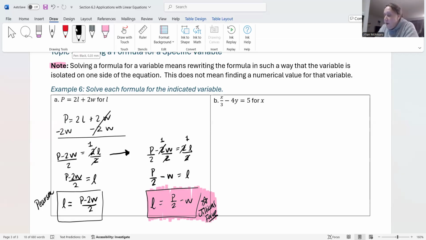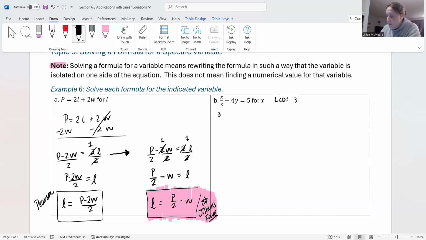All right. Part B, we have x over 3 minus 4y equals 5. And we are told to solve for x. Now, the first thing I notice is I have a fraction, and fractions just tend to complicate things. So my gut instinct says, hey, let's get rid of the fraction. All right, so let's figure out our LCD. So the LCD in this case is just 3. So I'm going to multiply all of my terms by 3, and that's just going to get rid of the fraction. I think it's a little bit easier that way.